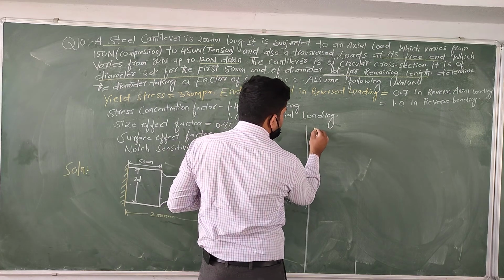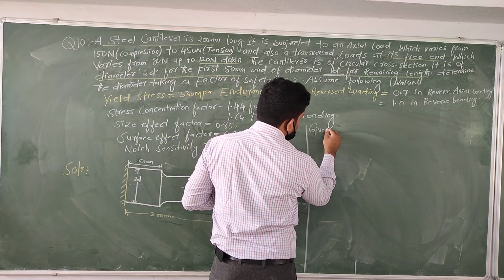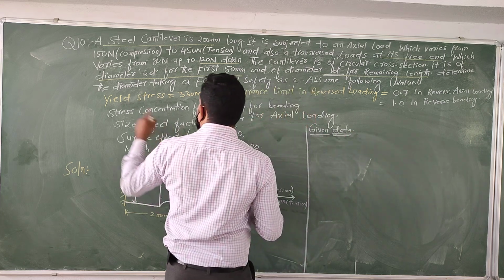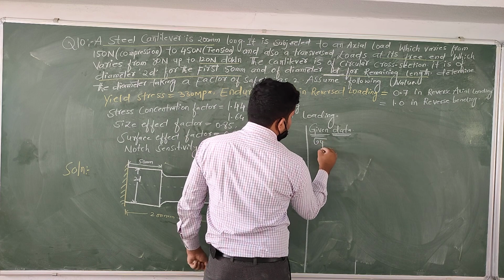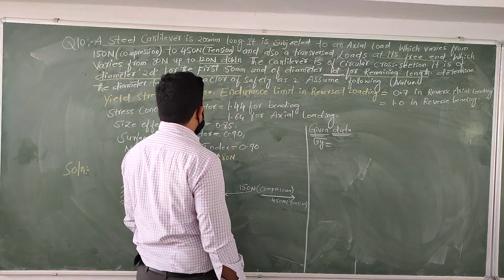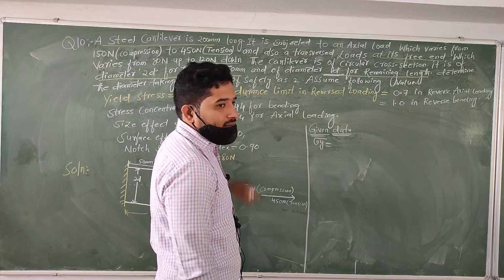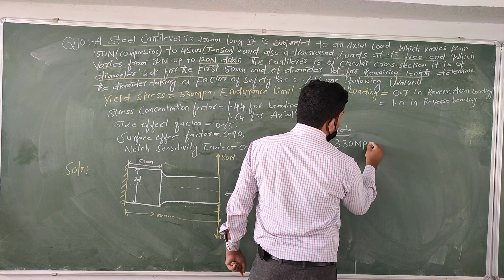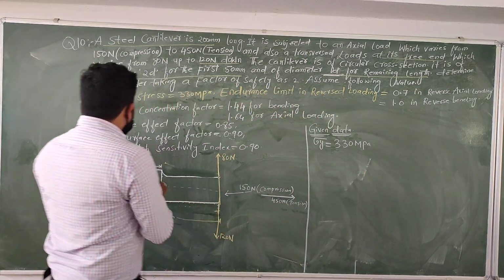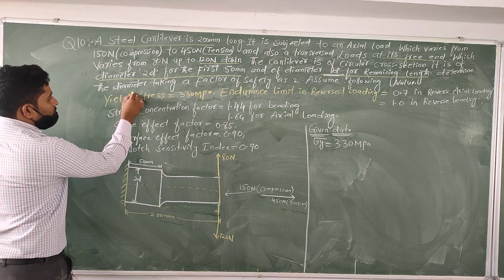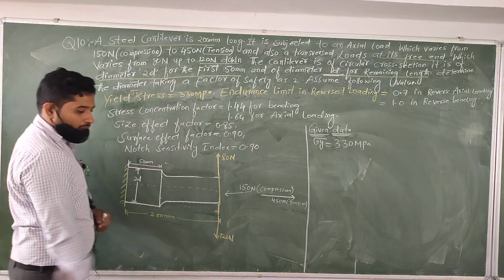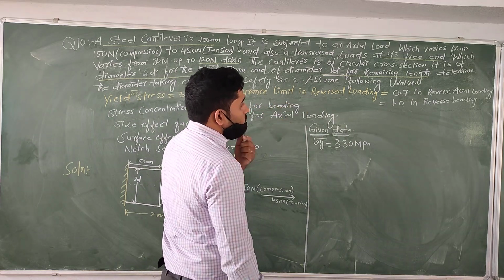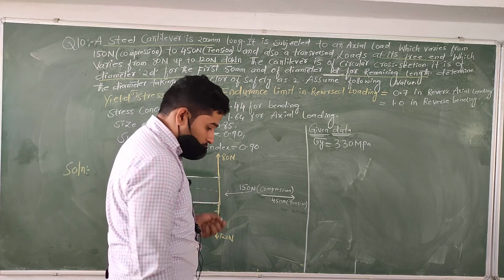Sigma y, how much is given here? The yield stress of the material is given as 330 megapascal. Is it right? 330 megapascal is given. So this one we can represent by sigma y, yield stress represented by sigma y, and endurance limit in the reverse loading 0.7 in the reverse axial loading.